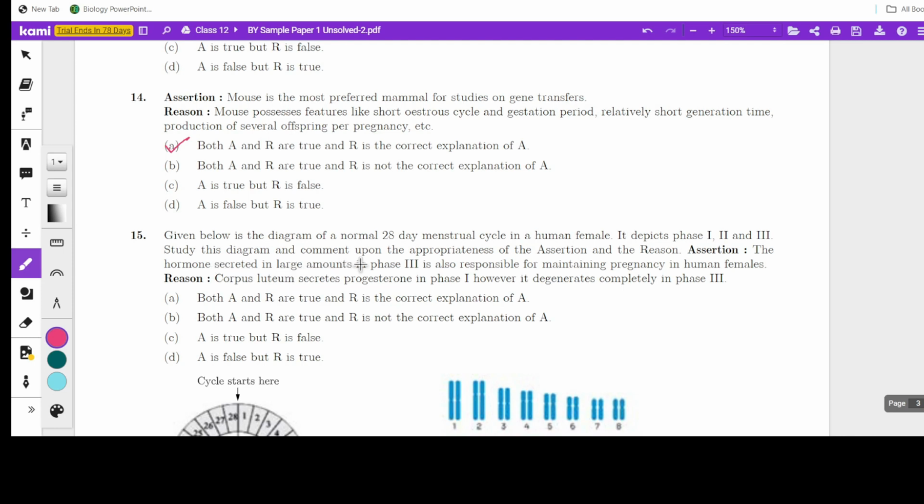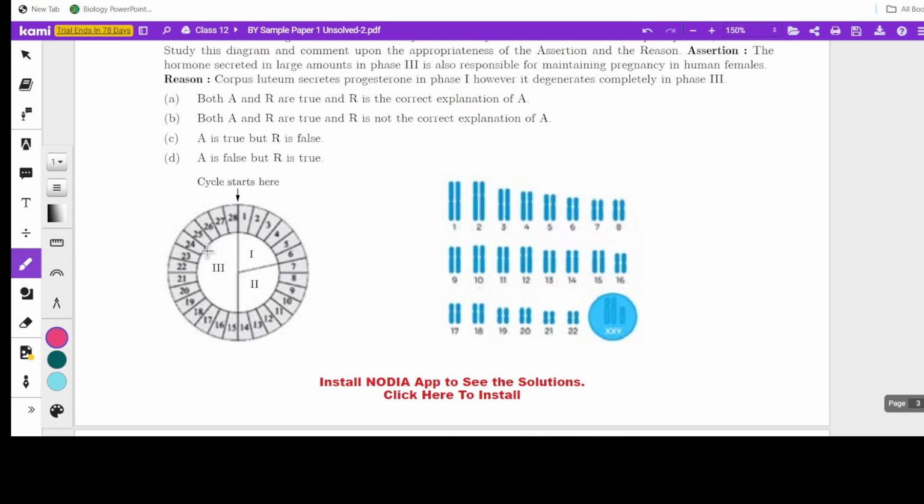The hormone secreted in large amounts in phase 3 is responsible for maintaining pregnancy. Yes, during phase 3, the Graafian follicle ruptures, it forms the corpus luteum and it secretes progesterone more during this phase, isn't it? So it is responsible for maintaining pregnancy. So statement A is true. Now, the corpus luteum secretes progesterone in phase 1. No, in phase 1 actually estrogen is more. However, it degenerates completely in phase 3. That's also wrong. So A is true but R is false. Okay.